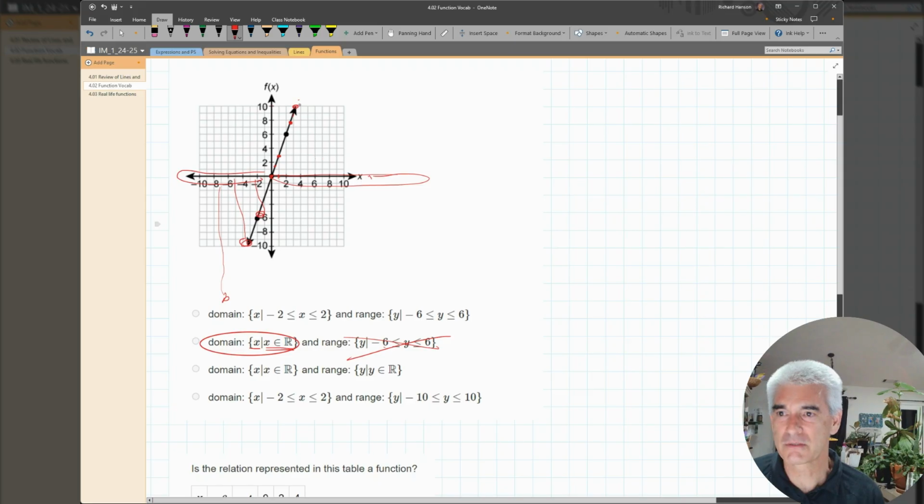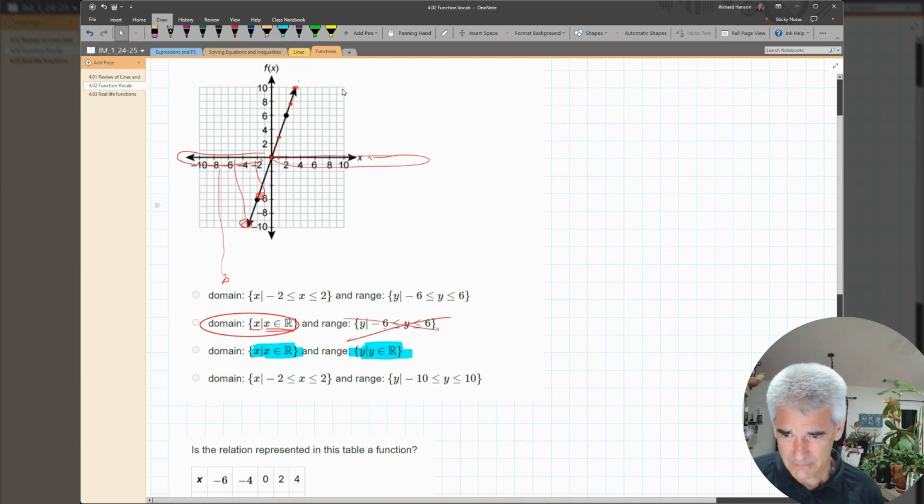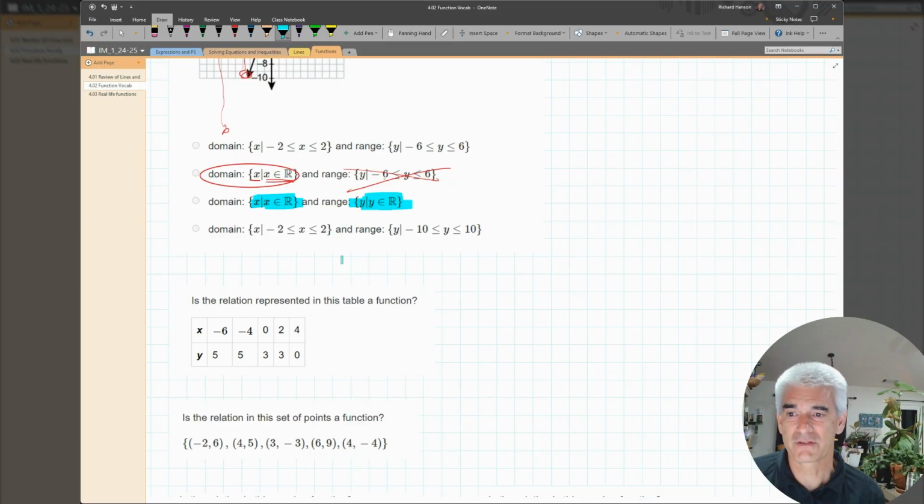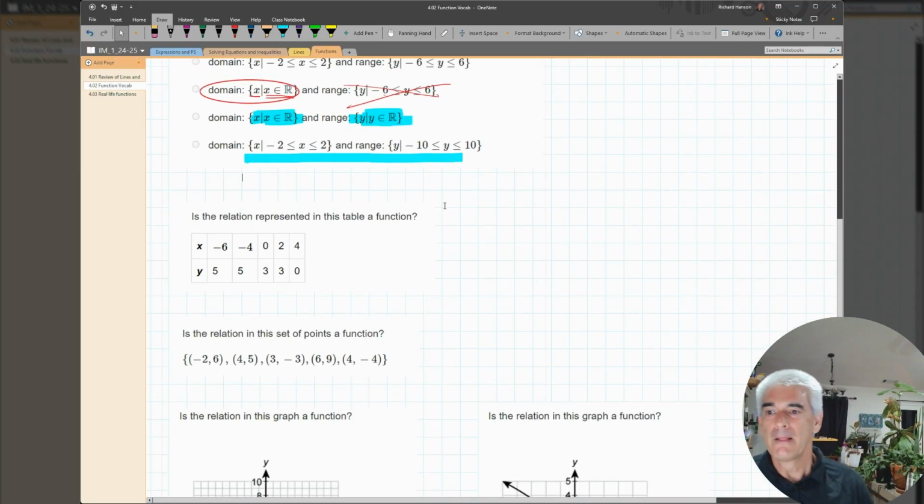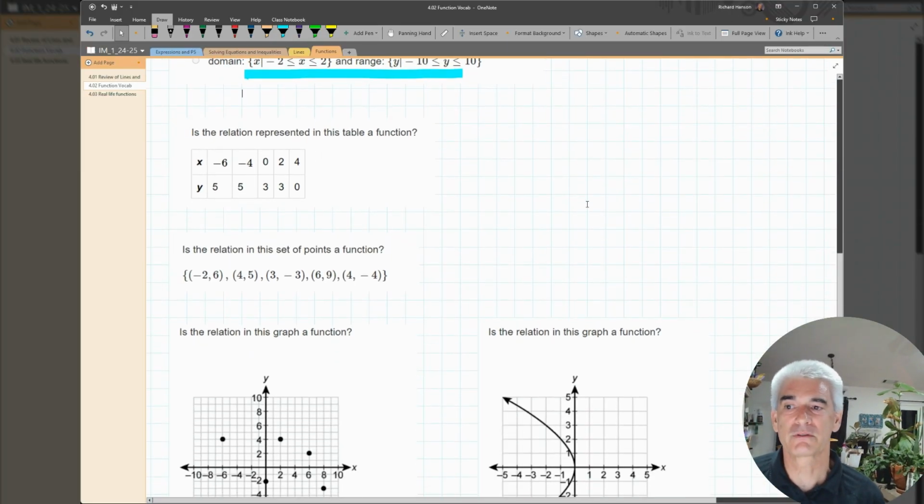This one happens to be the correct answer for this one. So the domain is all reals, the range is all reals. And we could come up with graphs that make these true, but let's go ahead and go through here. These questions are really, really simple to answer.